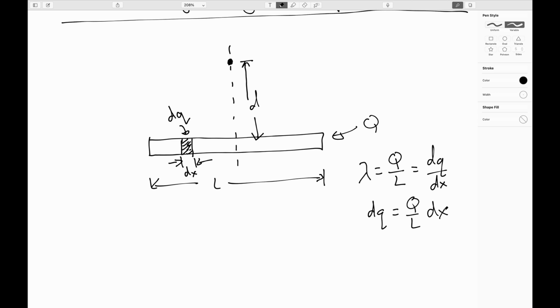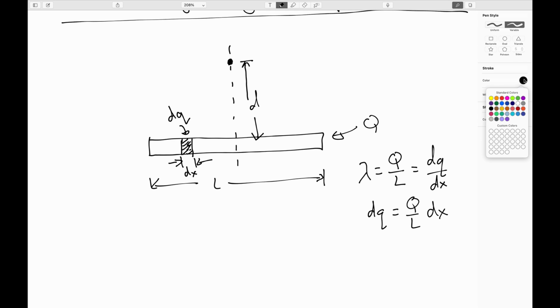Now, how's that going to help me? Well, the idea here is that I want to find the contribution to the electric field due to this infinitesimal charge, and then I'm going to add them all up. But I'm going to add them all up by integrating, and I need a variable over which I can integrate, and it's not going to work to integrate over q, but it will work to integrate over x. So that's why I need this expression to take me from dq, which I can't integrate over, to dx, which is something I can integrate over.